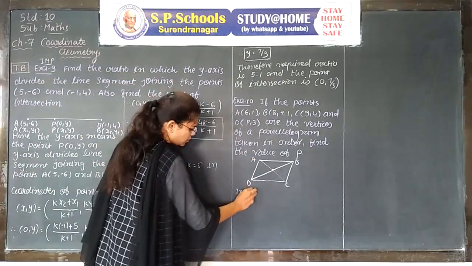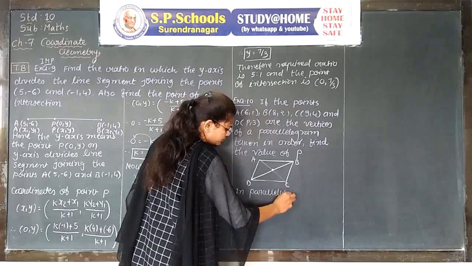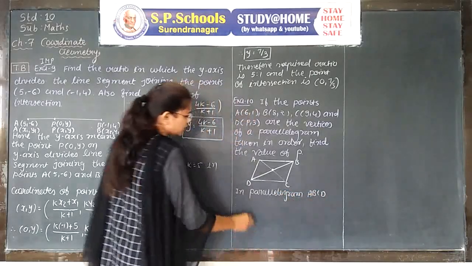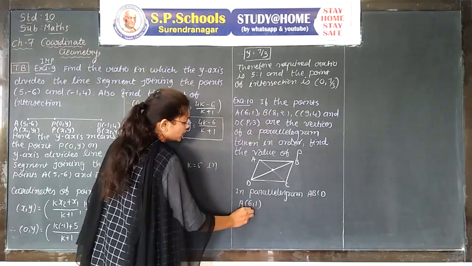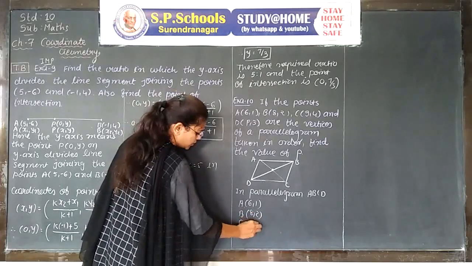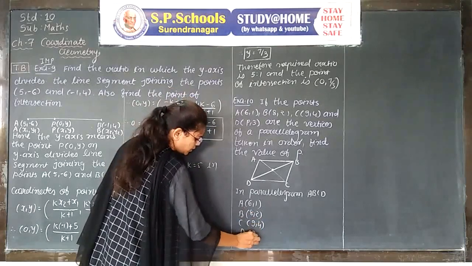In parallelogram ABCD, A is (6, 1), B is (8, 2), C is (9, 4) and D is (p, 3).